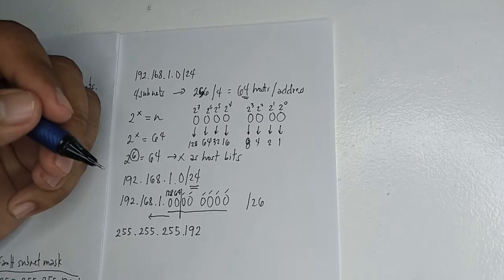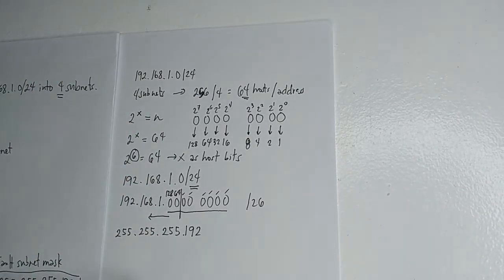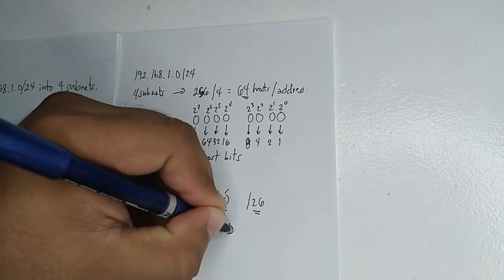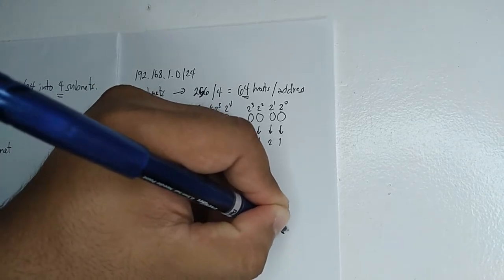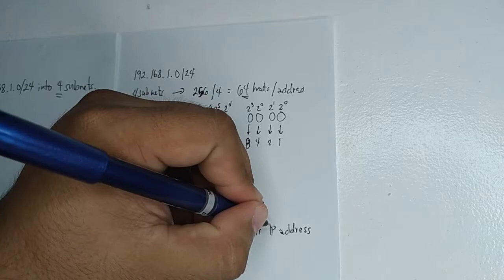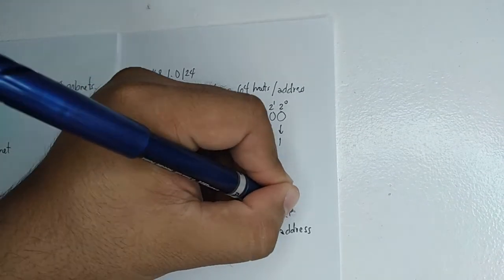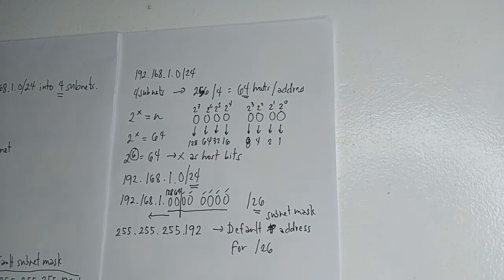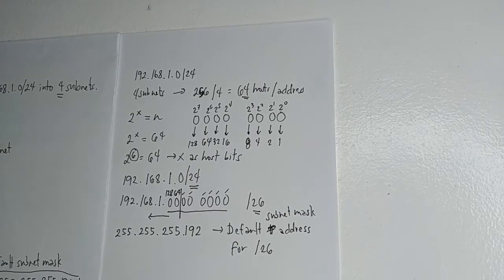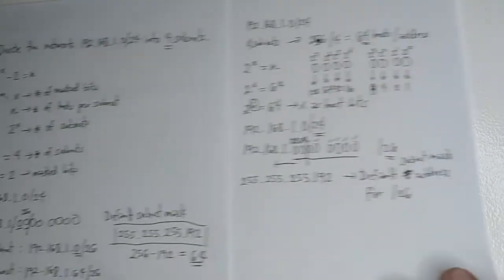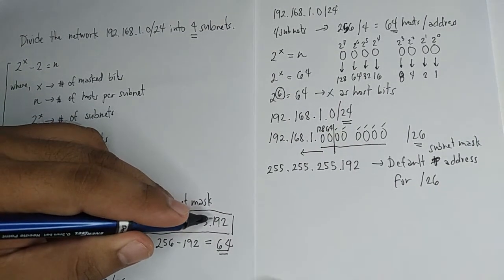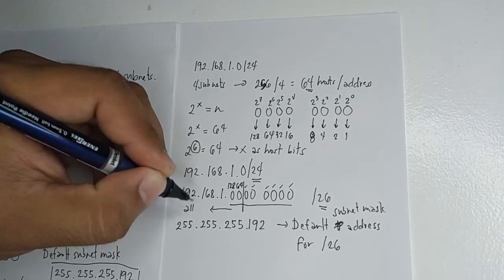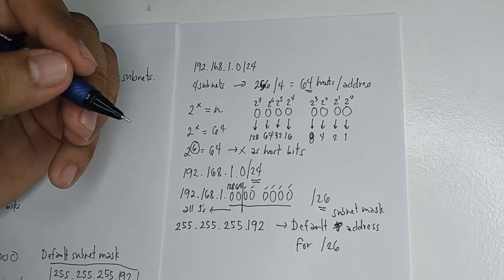So if we check on the CIDR value table, the classless inter-domain routing value, we have our default address for a slash 26 value as this one. This is the default subnet mask address for a slash 26. Okay, so that is for slash 26. If you check earlier, the default subnet mask in the previous equation, we have 255.255.255.192. So same, right? Same. If we put all ones to get the subnet mask.